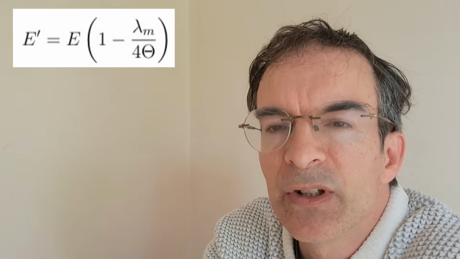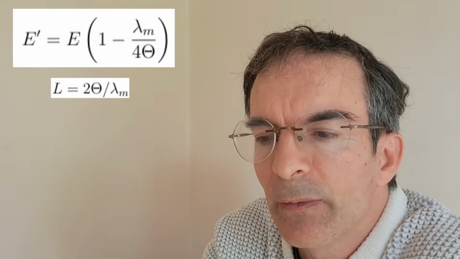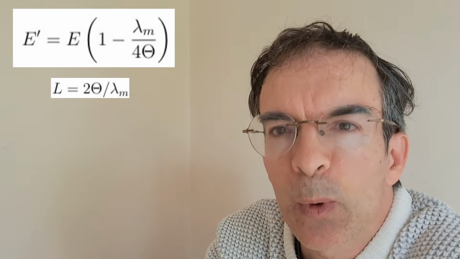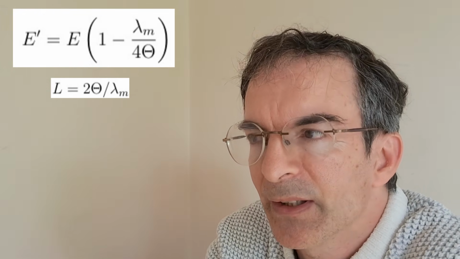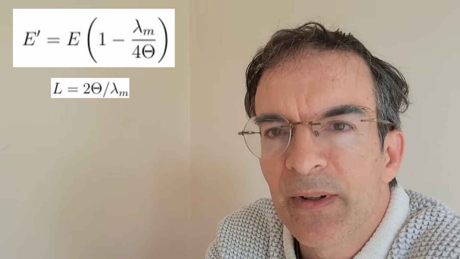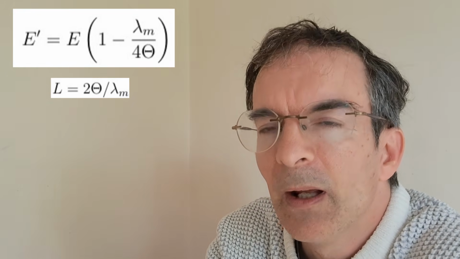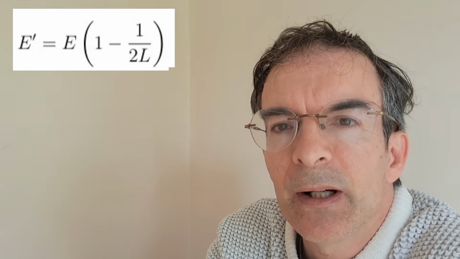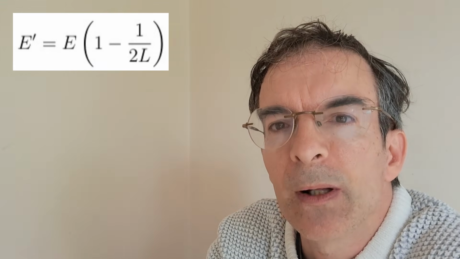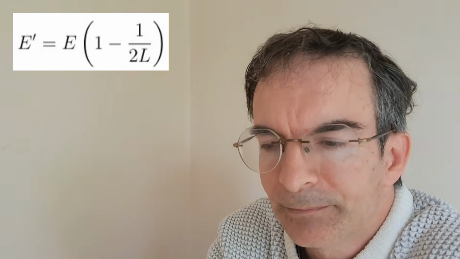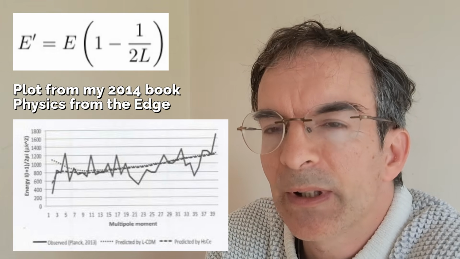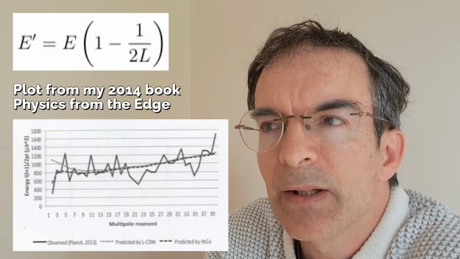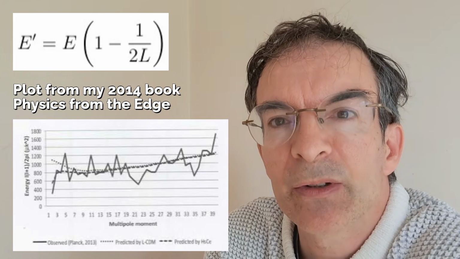And as I alluded to earlier, L is 2 theta over lambda m, so 2 theta is the width of the sky. It's actually twice it, but that's a detail. And lambda m is the wavelength we're talking about. And this means that the modified energy is equal to E times a factor 1 minus 1 over 2L, where L is the multipole. And if you do the calculations here, and they're shown in this plot, then you get a suppression of patterns on the larger scales.